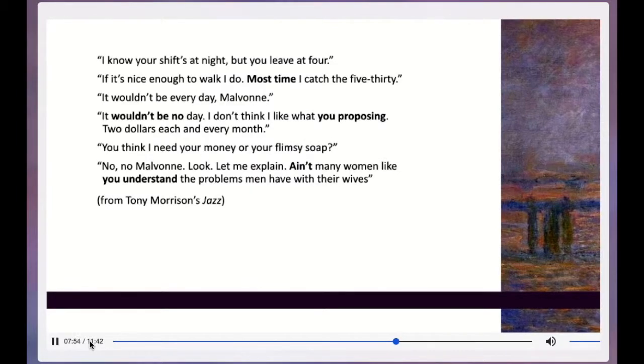Let us now look at an example of a text that includes several dialectal features. It comes from the American author Toni Morrison's novel Jazz. Here we find the structure "most time" instead of "most of the time," a double negation, "it wouldn't be no day," an omitted verb in "you proposing" instead of "you are proposing," the form "ain't," and an omitted subject instead of "there aren't," and finally an omitted relative pronoun, "you understand," instead of "you who understand." All of these features are common in African American vernacular English.